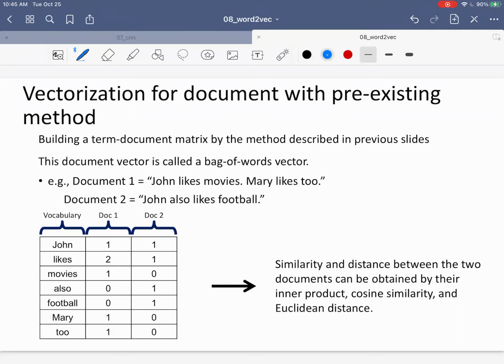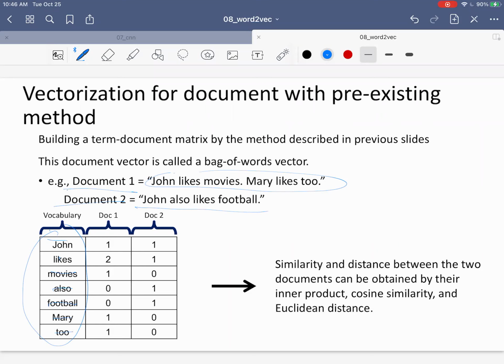But instead of using a one-hot vector, just like in the word representation, in sentence or paragraph or document representation, we have a counting vector. So just like this, there's one document, document 1, document 2, and they're very short documents. Document 1 is: John likes movies, Mary likes movies too, and document 2 is: John also likes football. So we're going to construct a set of vocabulary to represent these two documents, which are these: John, likes, movies, also, football, Mary, too. All this is the entire vocabulary that is used in the two documents.